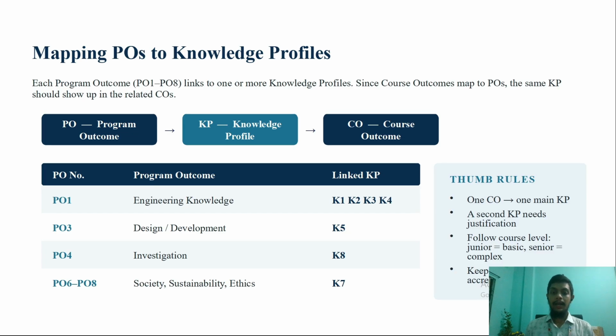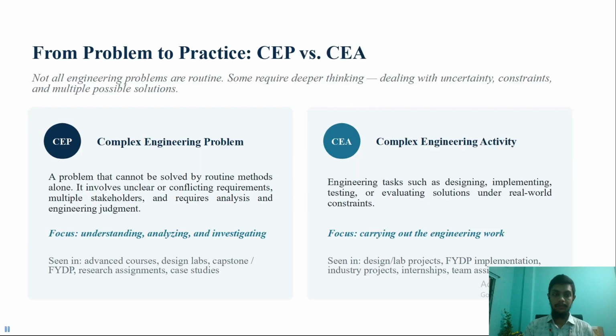Okay, and then there are some thumb rules. One CO should always cover one KP. And also, if one CO needs another KP, we need a proper justification. Also, junior courses should require basic skills and senior courses should include complex skills. And also, we have to keep evidence for accreditation.